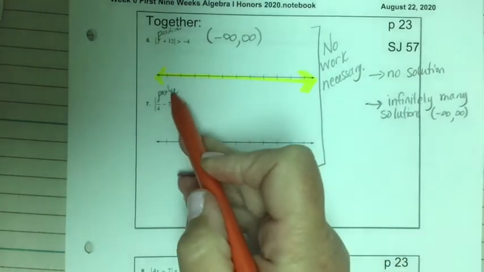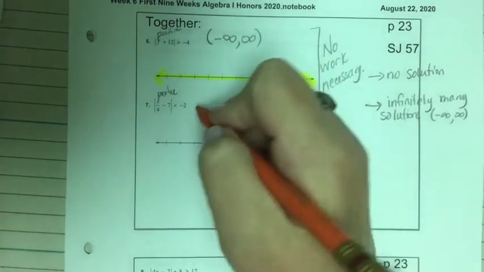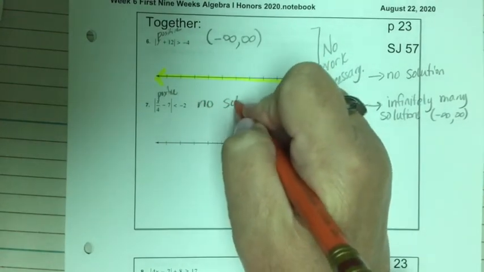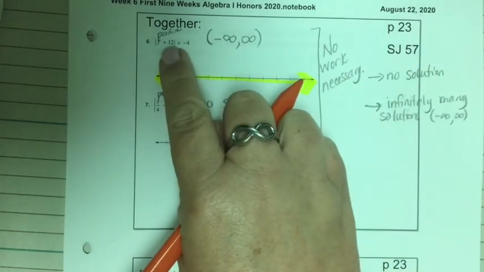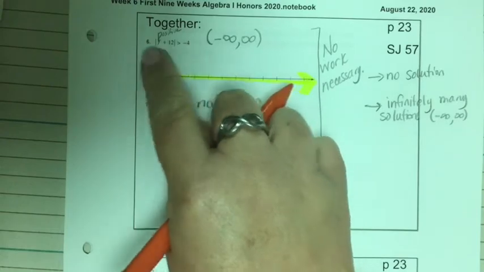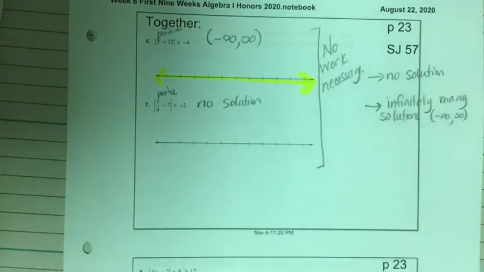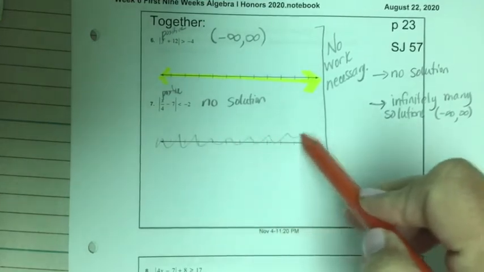When are positive numbers less than negative numbers? Never. So this one is no solution. No work involved, just looking at the problem and thinking about the possible solutions that could occur. And when you have no solution, you do not graph on your number line.